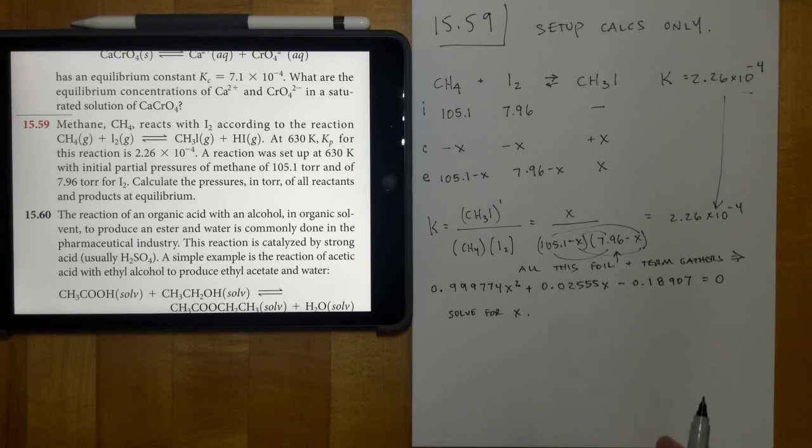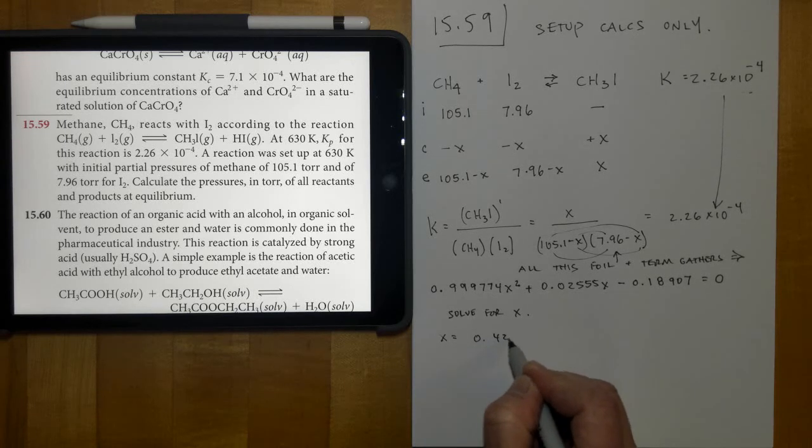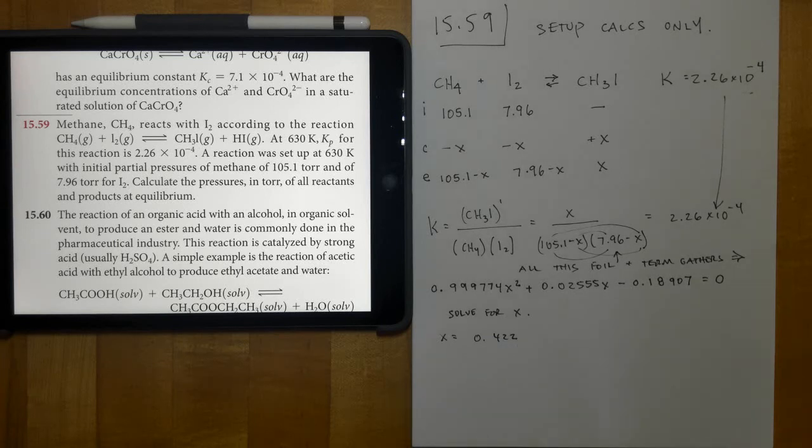But I'll show you the quadratic formula here. It would just be negative b plus or minus the square root of b squared minus 4ac all over 2a, and then eventually once you solve for that you get x equaling 0.422 torr. There's also a negative solution that you get, but the negative solution is not chemically meaningful, and so just look for the positive one because you're not going to end up with a negative amount of substance, in this case of pressure.